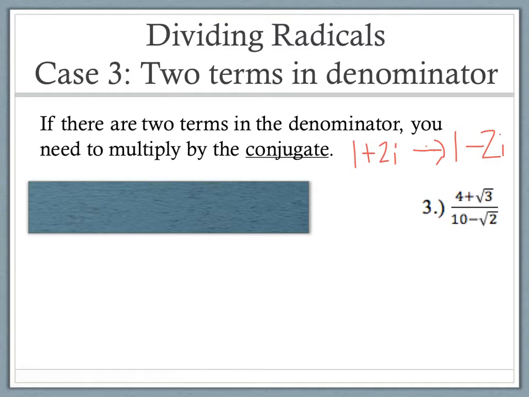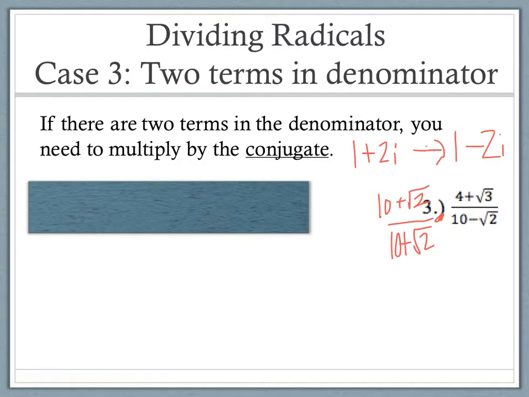So if we look at our example, we have 4 plus the square root of 3 over 10 minus the square root of 2. So what we're going to do is multiply the bottom by the conjugate. So I'm going to do it to the left, but we're going to multiply the bottom by 10 plus the square root of 2, since it was 10 minus square root of 2. And if we do it to the bottom, we have to do it to the top. So I'm going to multiply the top by 10 plus the square root of 2. So we're kind of multiplying by a fancy one.